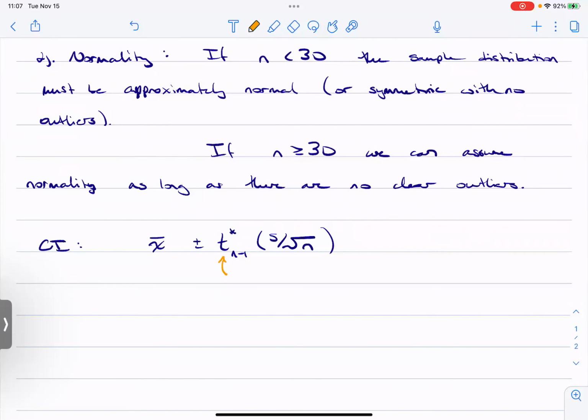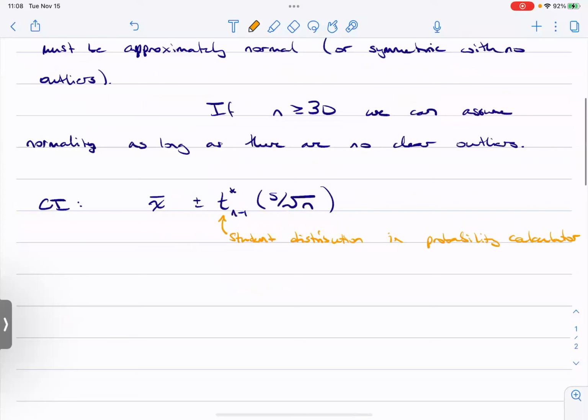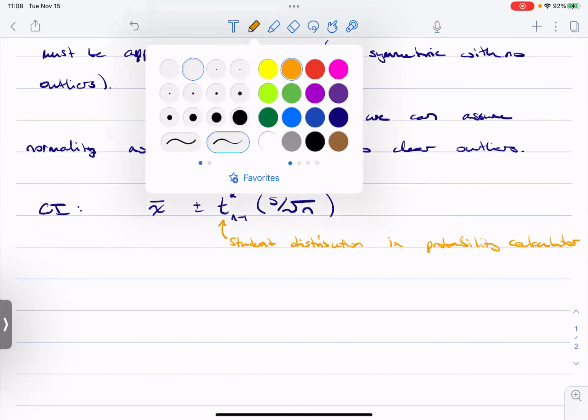This t star comes from that probability calculator that I showed you with the t distribution. Maybe I'll say student distribution, just so we're used to seeing that in the probability calculator. You could use the table, but I want to move away from the tables. I want you to start using that probability calculator, which you'll have baked into the assignments and the quizzes and the final exam. So if you know how to use it, then I'm happy.